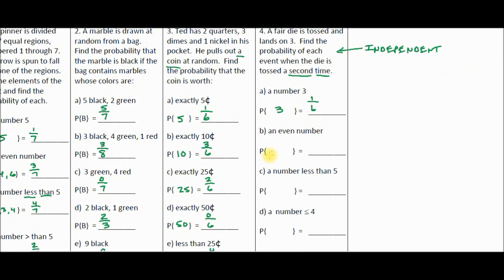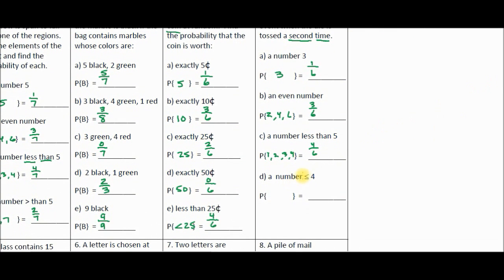What's the probability of getting an even number? We've got 2, 4, and 6. So it's 3 out of 6. Let's write that a little bit neater. Sorry about that. 3 out of 6 sides make us happy. How about a number less than 5? Well, we got 1, 2, 3, and 4. That means 4 things make us happy out of a total of 6 possible things.